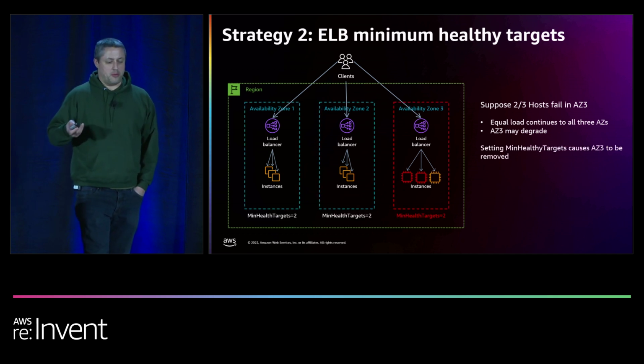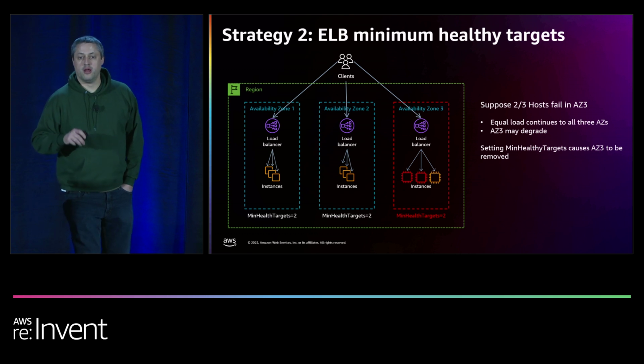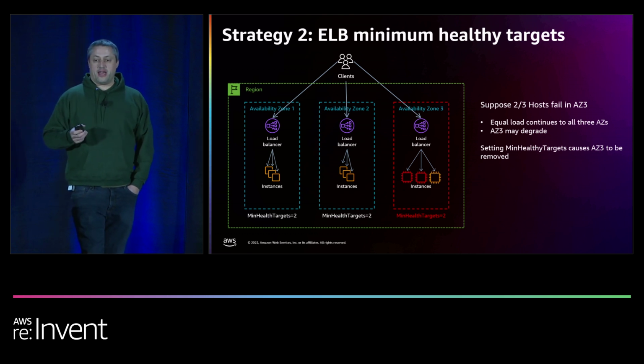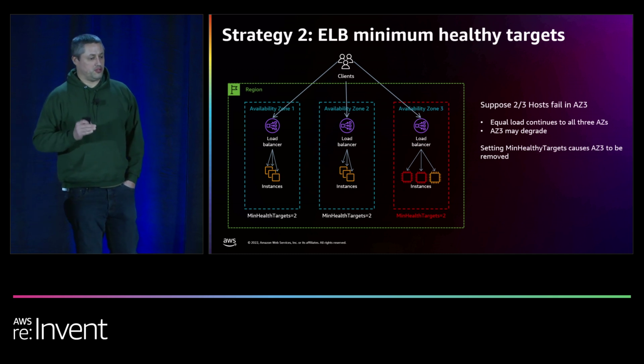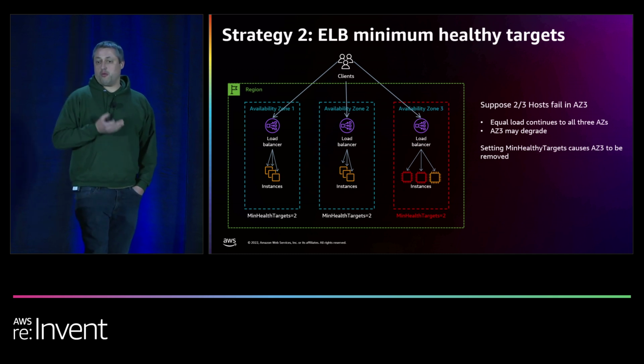But if we set minimum healthy targets to be 2, then NLB will automatically say, this AZ is down, take it out of DNS, when we drop below 2 hosts. And this basically turns what was today a gray failure into a hard failure. We no longer need to worry about this case at all.